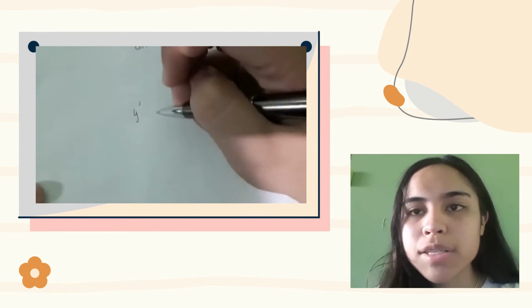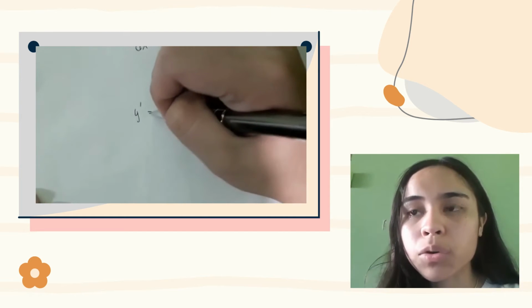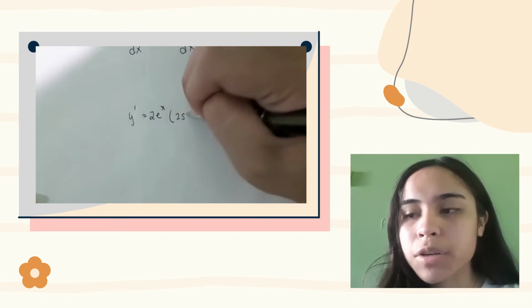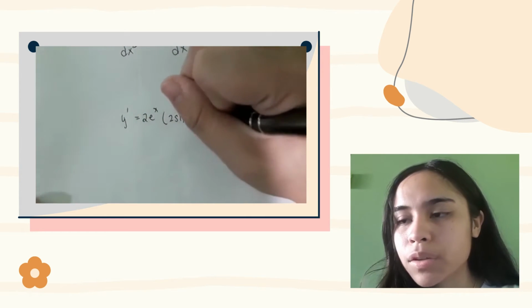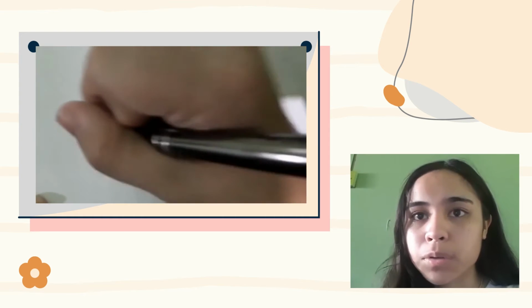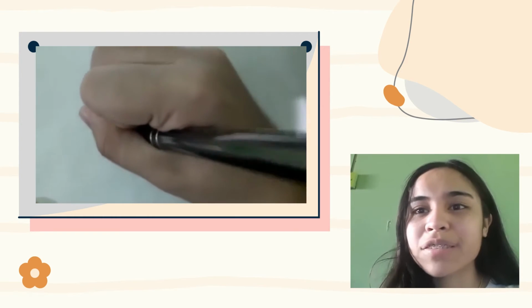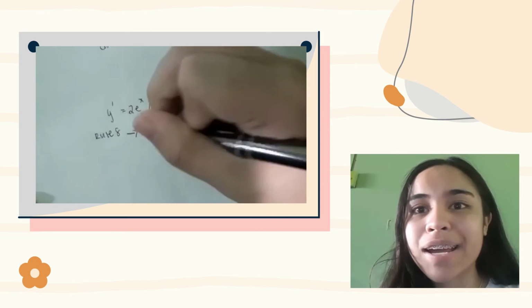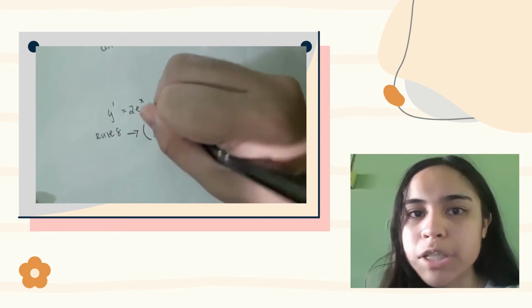Just like what Ms. Sideriosa said, we need to apply the product rule, rule number 8 and rule number 7, in this kind of function. 2e to the x stays the same according to rule number 8. The derivative of sine x is cosine x and the derivative of cosine x is negative sine x according to rule number 7.